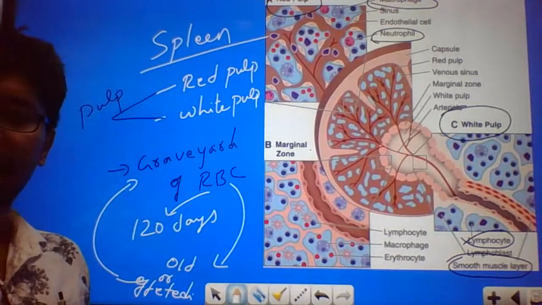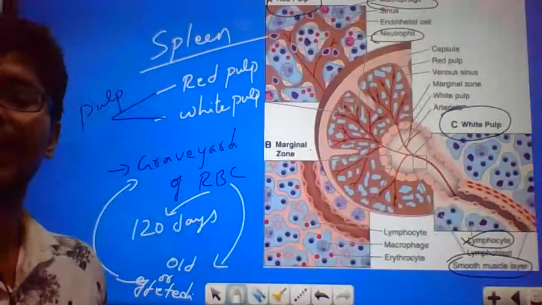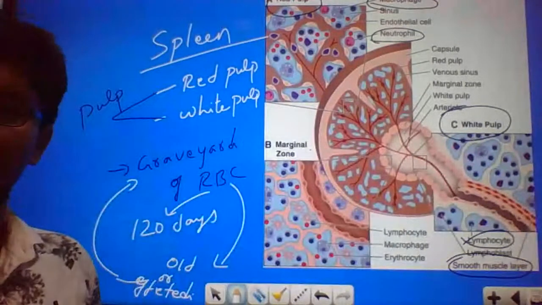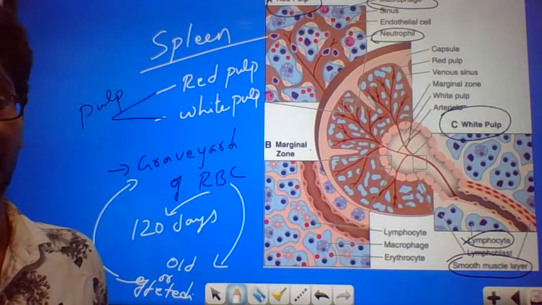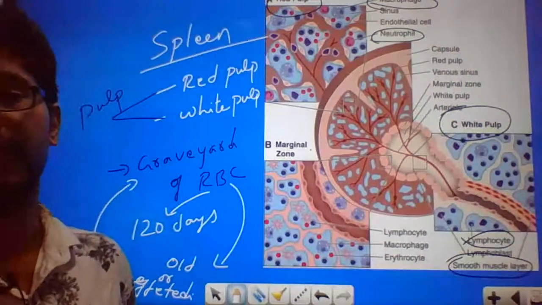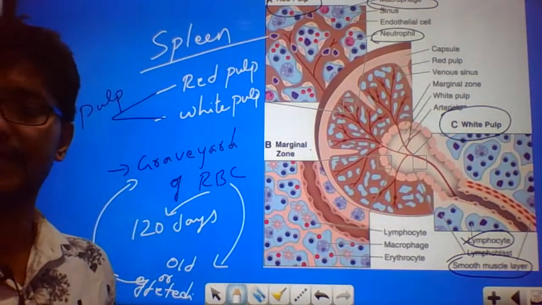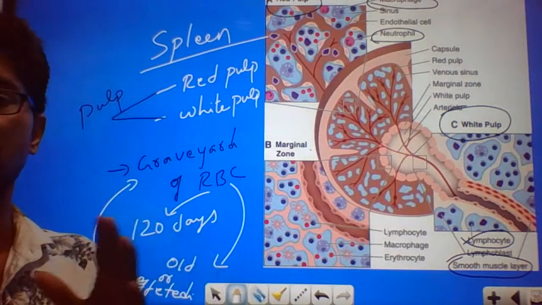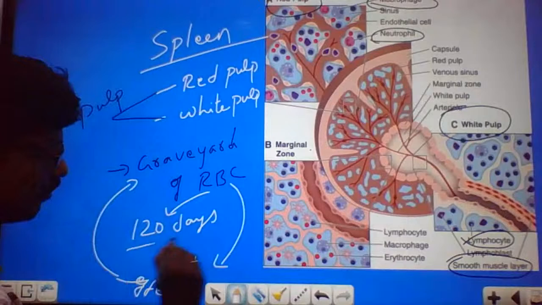Not only RBC, even WBCs like neutrophils, eosinophils, lymphocytes and monocytes are the same. Nothing is everlasting, though the time may be somewhat longer. Some last for months, some 30 days, some 40 days, and some lymphocytes can live up to 1 year. So there is a lifespan for these cells, for RBC as well as WBC. But as far as RBC is concerned, it can live only for 120 days.